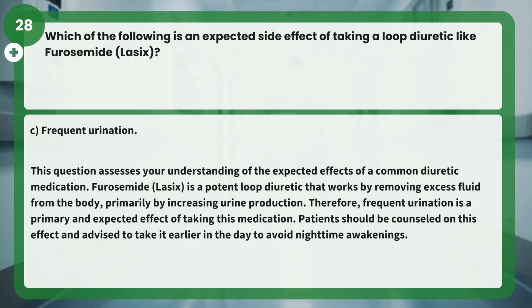Furosemide, Lasix, is a potent loop diuretic that works by removing excess fluid from the body, primarily by increasing urine production. Therefore, frequent urination is a primary and expected effect of taking this medication. Patients should be counseled on this effect and advised to take it earlier in the day to avoid nighttime awakenings.